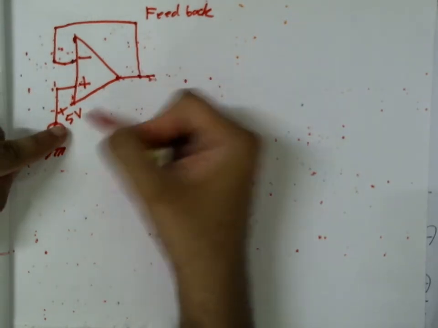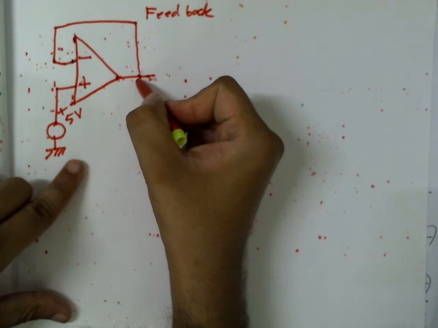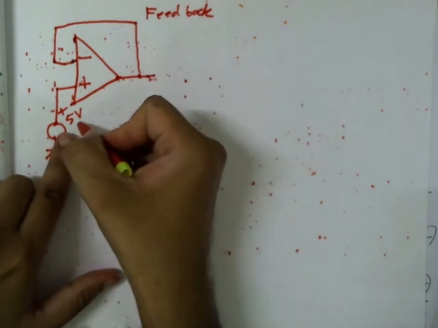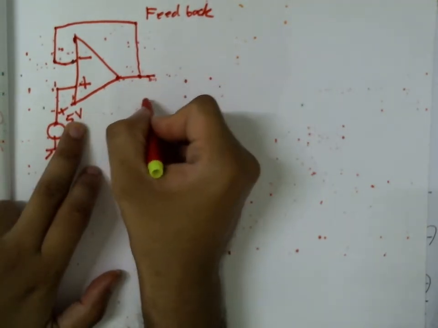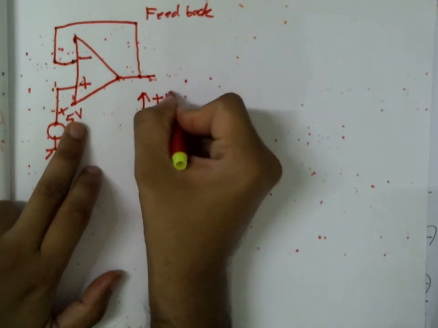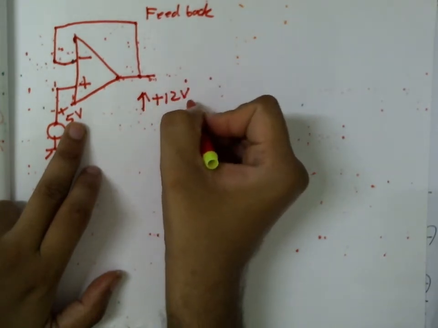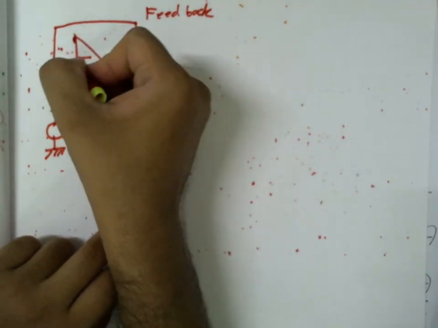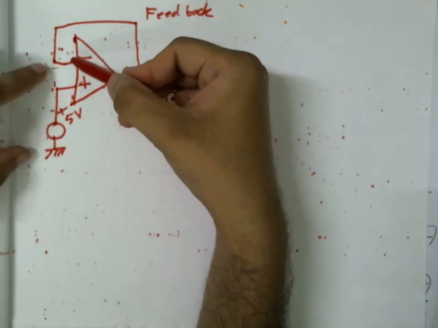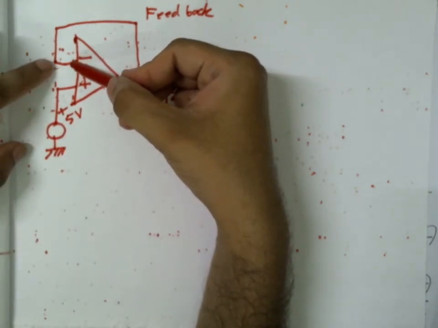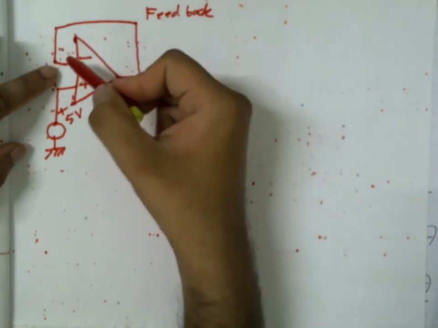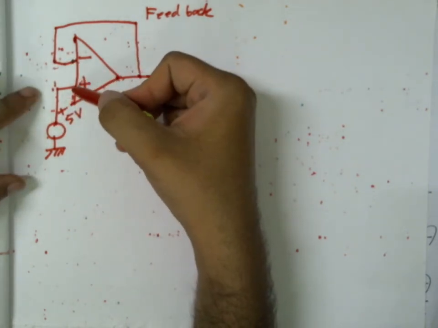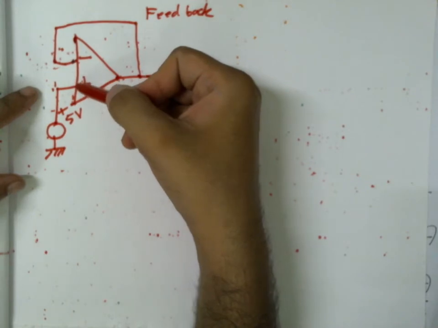So if this is positive, the output tries to be equal to plus V supply, right? If this point is positive, then the output tries to go to plus 12 volt, which is positive V supply. Now if it is trying to go up, then that voltage is fed back here, right? So this voltage also tries to go up. Again, I'm saying it's an informal thought. Okay, so this voltage goes up, so this point also goes up, and therefore the difference between these two reduces.